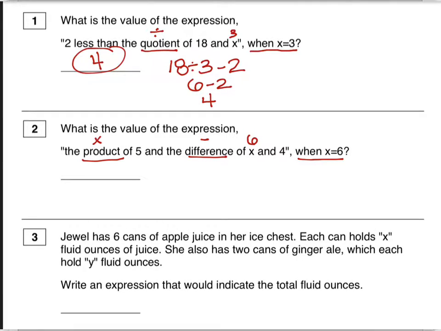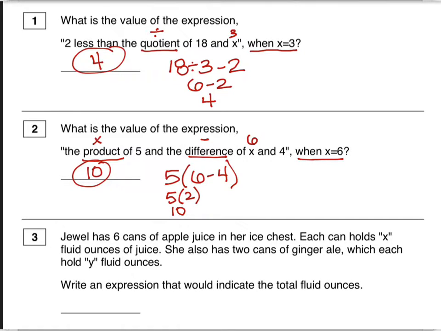All right, so I have the product of 5 and the difference of x and 4. 5 times 6 minus 4. I need to do the 6 minus 4 first, so 5 times 2. 5 times 2 is 10. The answer is 10.